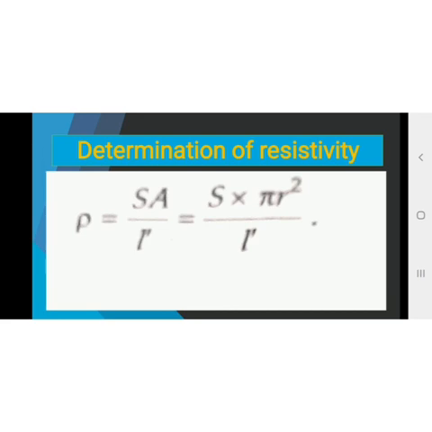Area is pi r square, and we can measure the diameter of the wire with the help of screw gauge, and also we can calculate the radius of the wire with the help of screw gauge. With the help of meter bridge, we can calculate the resistance of wire as well as resistivity of the wire.